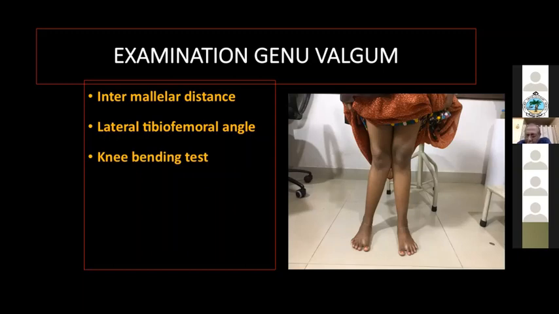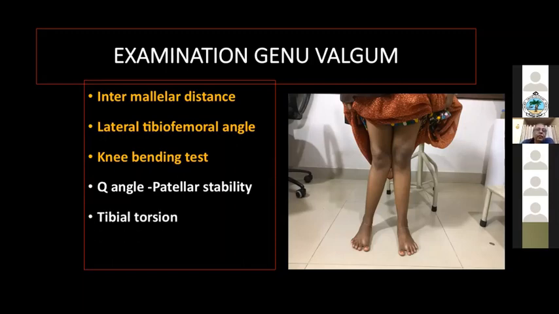First you quantify the deformity. Next you want to find out whether it is coming from the femur or tibia. For this you do the knee bending test. Then one problem with the genu valgum is patellar problems. So whether there is any patellar instability, you measure the Q angle. And always look for tibial torsion.